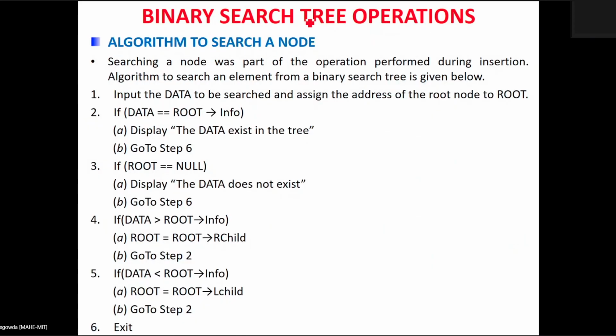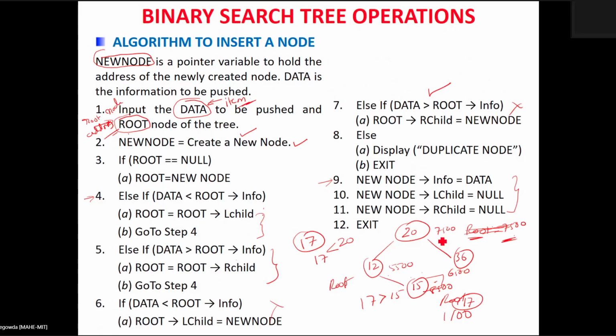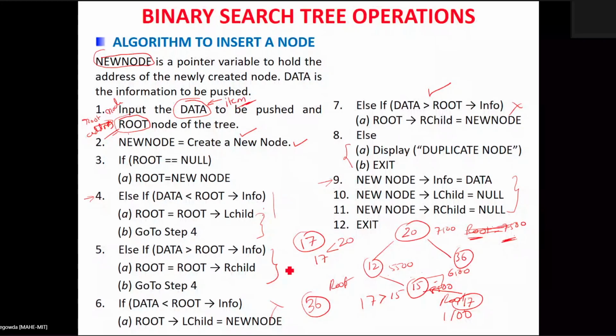The next operation is searching a node. And one more thing you have to remember when inserting a node: suppose, for example, this is the binary tree which we have here, 20, 12, 15, 17 and 36. Say further I want to insert the number 36. If you try to insert the value 36, you will come across this situation, where none of these conditions are met.